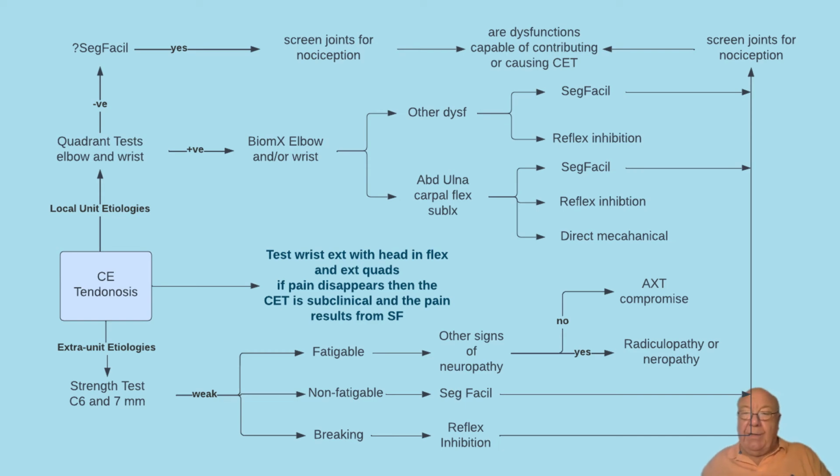Now, if that's what you find, you go vertically upwards and you screen the other joints for nociception. Now, you really can't screen the dysfunctional joint, but you don't know which that is, whether it's the elbow or whether it's the wrist. So you screen all the joints and see which one is nociceptive or which ones are nociceptive, and then you're going to look at the biomechanical dysfunction underlying that nociception and decide if that biomechanical dysfunction can contribute or cause the common extensor tendinosis. If it really makes no sense that it could cause this, you basically ignore it.